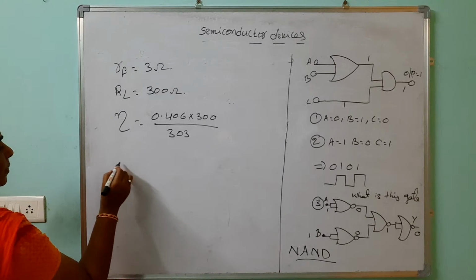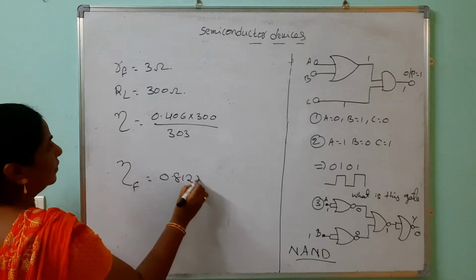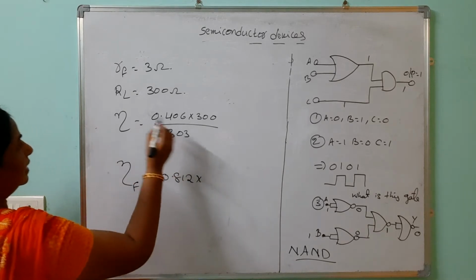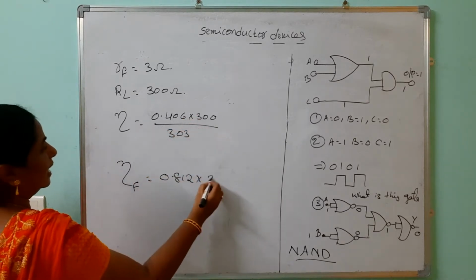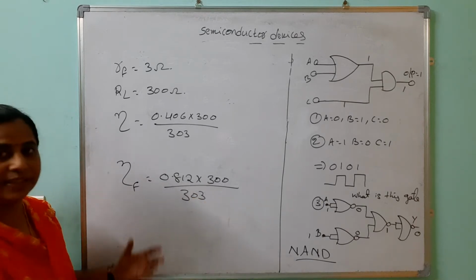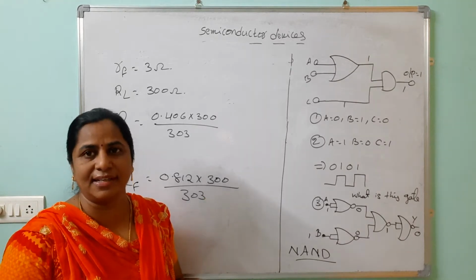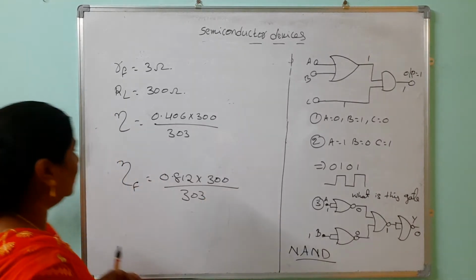So you remember that. Suppose they are asking for the full wave rectifier, it is 0.812 RL by RL plus RF. In the case of half wave and full wave, you should remember these two formulas, then you can easily find out the efficiency.